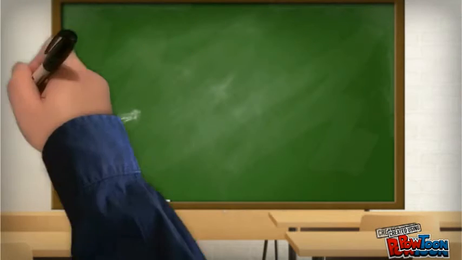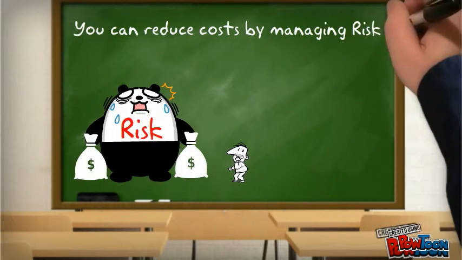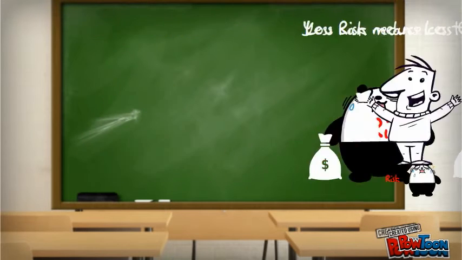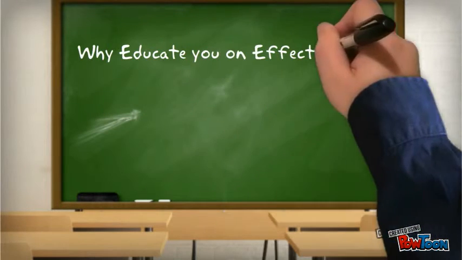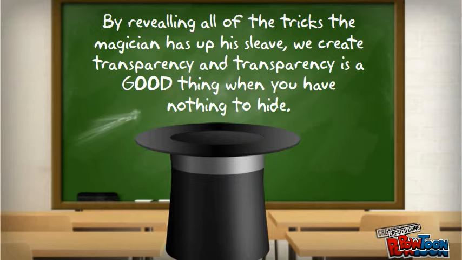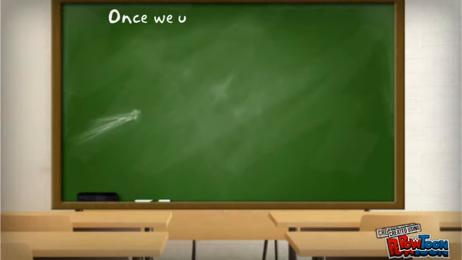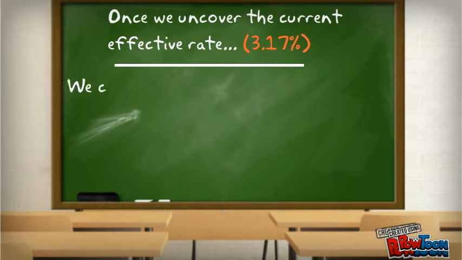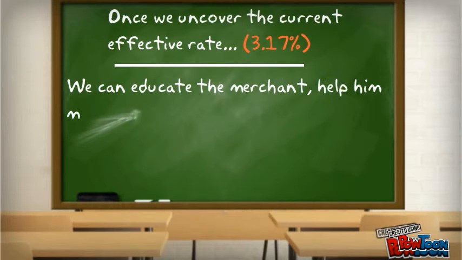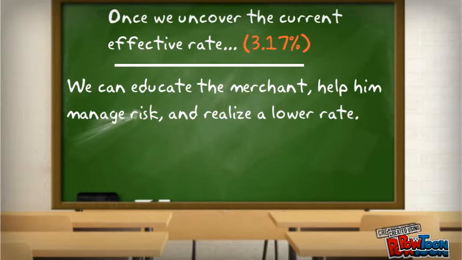You can reduce the cost of processing by managing risk. Less risk means less cost, and that's what we at Priority Payment Systems do for you. Why educate you on effective rate? By revealing the tricks the magician has up his sleeve, we create transparency, and transparency is a good thing when you have nothing to hide. Once we uncover the current effective rate, in this case 3.17, we educate the merchant, and managing risk, we can then realize a lower effective rate, in this example 2.41.